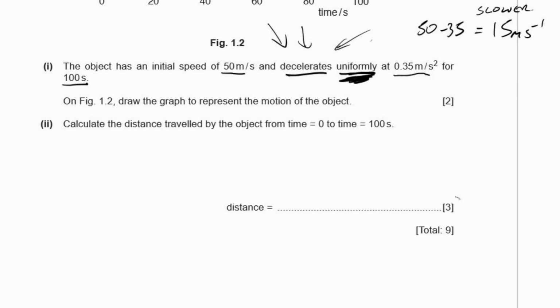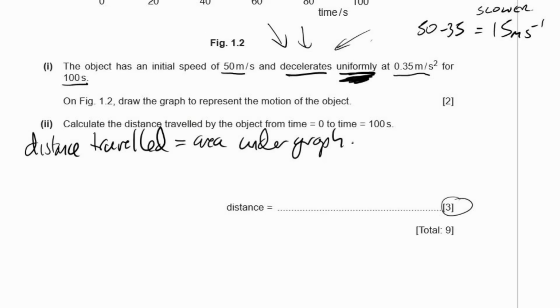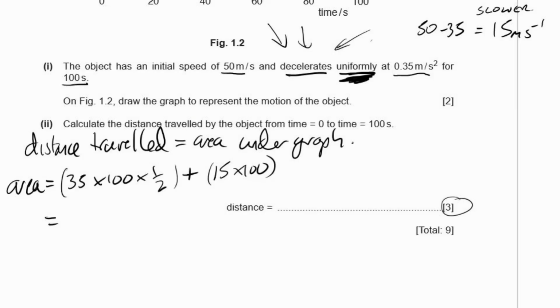Now, 3 marks here. Whenever you see one of these questions, the very first thing you want to do is write down the distance travelled as the area under the graph. There we go. There's almost always a mark available for that. So now let's put down the calculations, make sure they're nice and clear for everyone to see. There we go. So we've got our calculation down. 35 times 100 times 1/2 plus 15 times 100. And that will give us 1750 plus 1500, which is 3250.